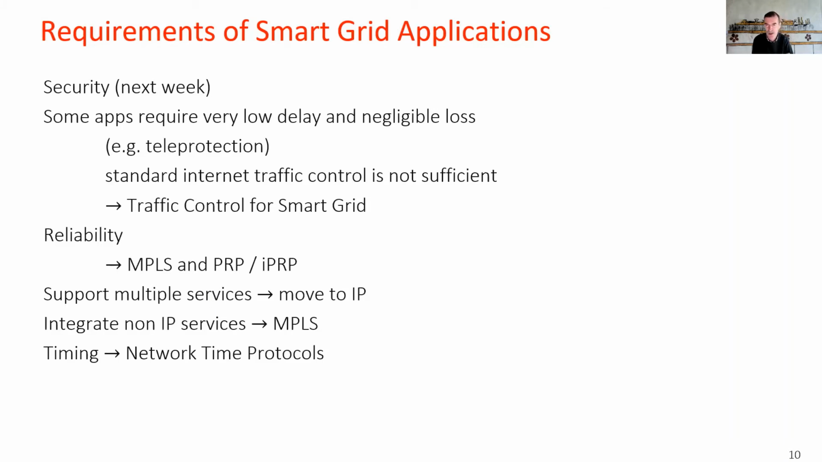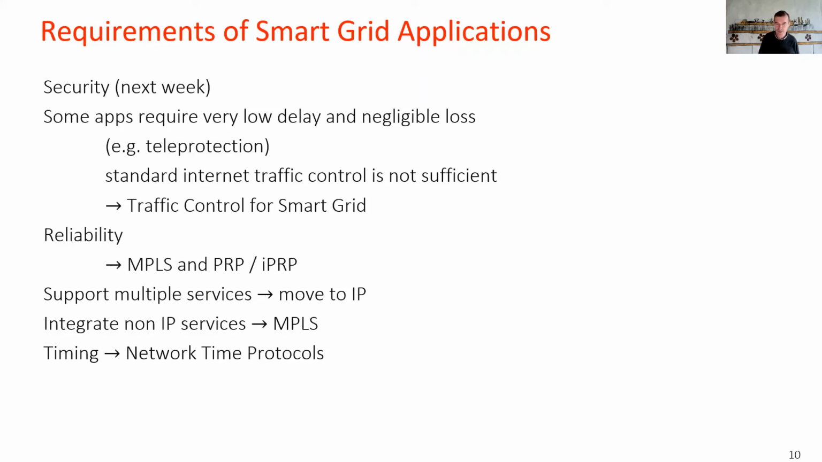So PMUs receive time from GPS typically, or from the network itself through network time protocols that we will discuss briefly. You discussed with Mario the timing application. We'll discuss the network application of time distribution. So those are the things that make the smart grid what we call an industrial network.